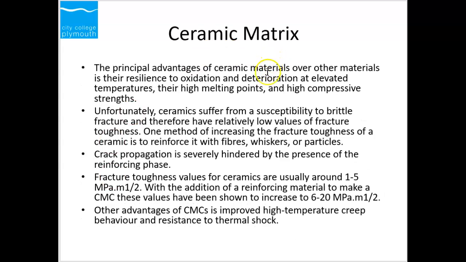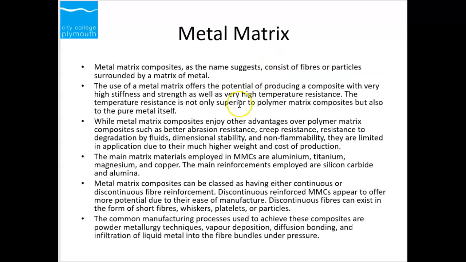Now, the metal matrix composites: the matrix is the metal and the particles are something else. The use of metal matrix composite offers the potential of producing a composite with high stiffness, high strength, and high temperature resistivity. It's a lot better than the polymer, but also better than the pure metal itself.